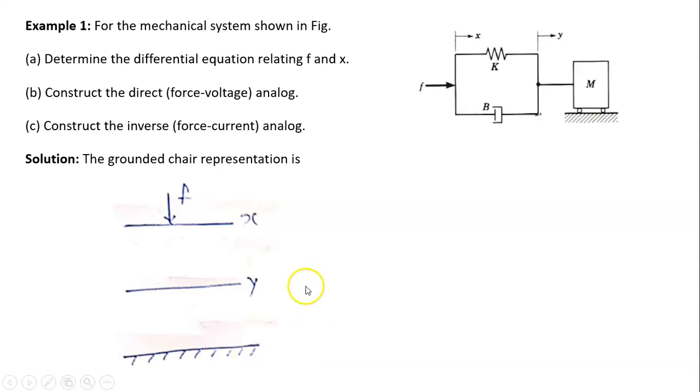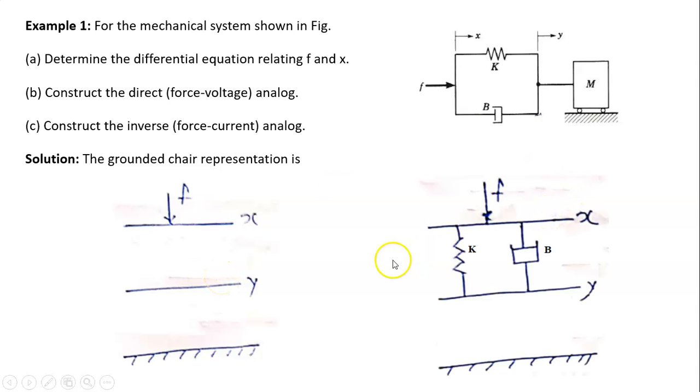Now, for drawing the second diagram, what do we have to do? We have to insert the elements at their respective positions. Which are the elements? K, B and M. Spring K and damper B are in between X and Y. Therefore, we have to draw spring K and damper B here. Same is here: spring K and damper B we have drawn in between X and Y.